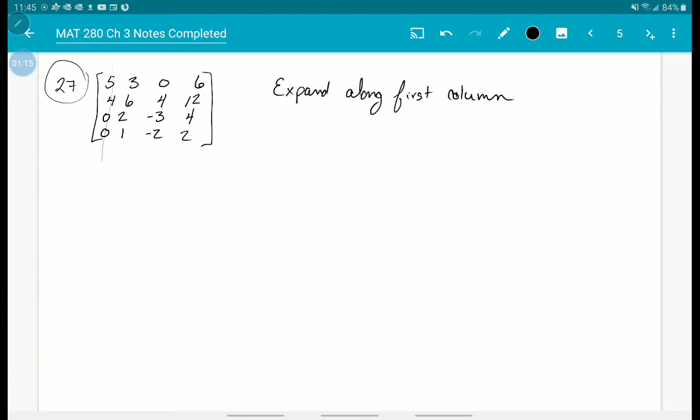So if we were to expand along that first column, we're going to have 5 times negative 1 to the 1 plus 1, first row, first column. That's where the 5 is. And if I take out that column and that row, I'm left with a 3 by 3. So this is going to require some fun skills here.